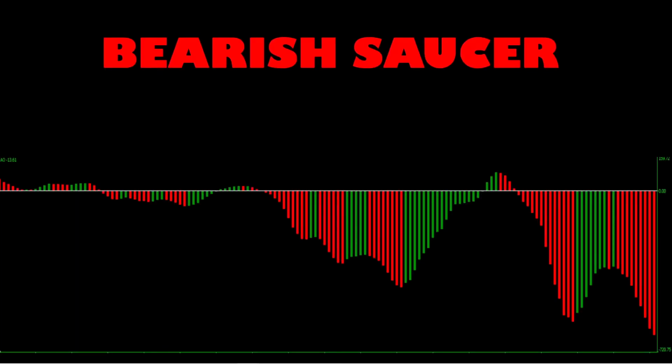And for our bearish saucers, you just twist that around, which means they will occur when the awesome oscillator is reading below 0 and there are 2 consecutive green bars followed by a red bar. That is when you would enter a sell trade.